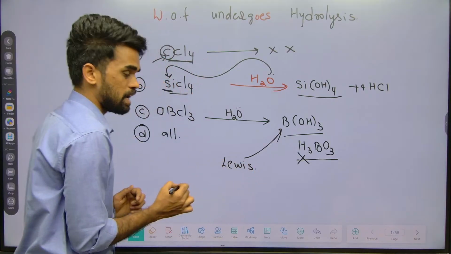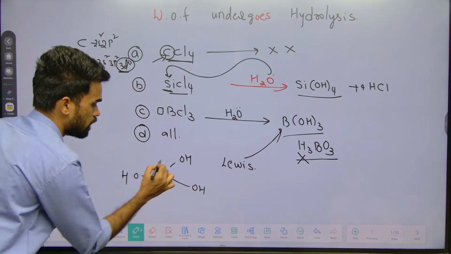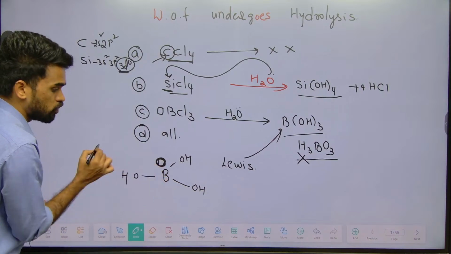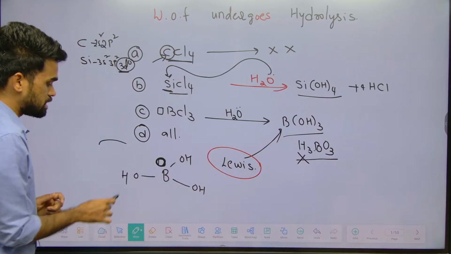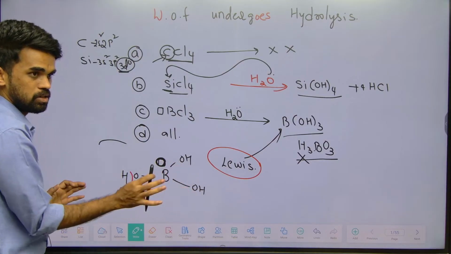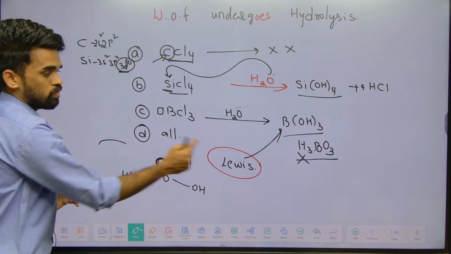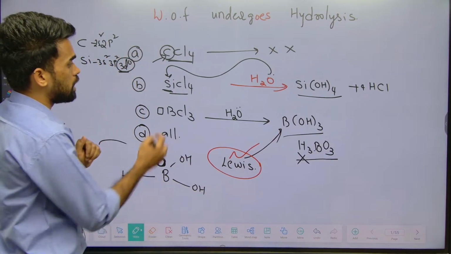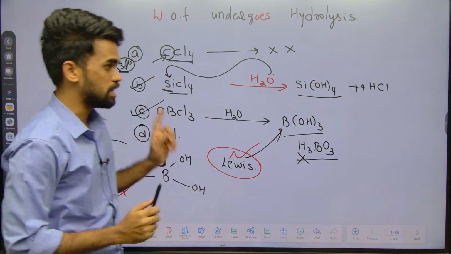Why am I saying Lewis acid? We have B with OH, OH, OH, and one vacant orbital, so it can accept an electron pair. Therefore H3BO3 is an acid, but of what type? It is a Lewis acid, not a proton donor. These H+ ions cannot be released here. Don't say that these are dibasic or tribasic acids. So what are the species undergoing hydrolysis? Only B and C, not A. Remember this. This is an important question.